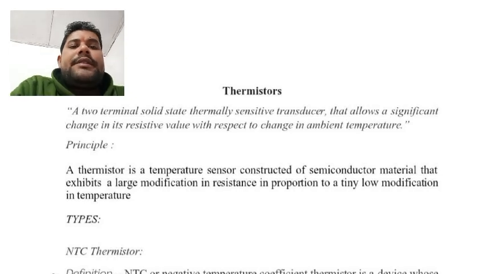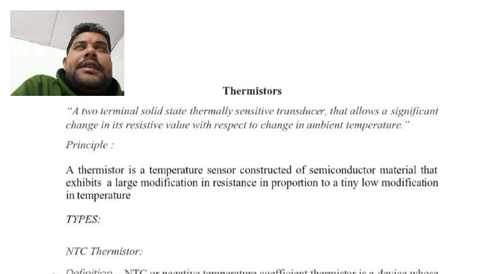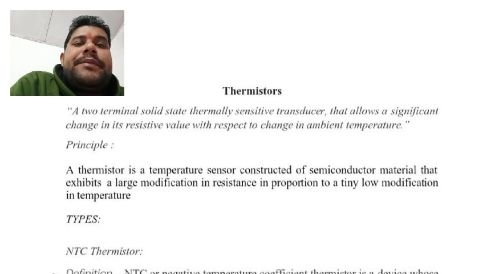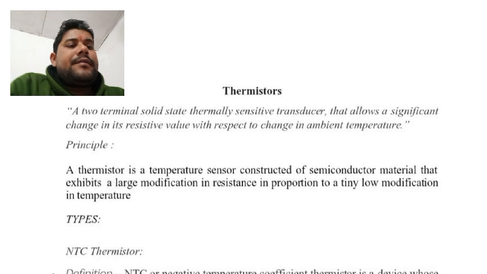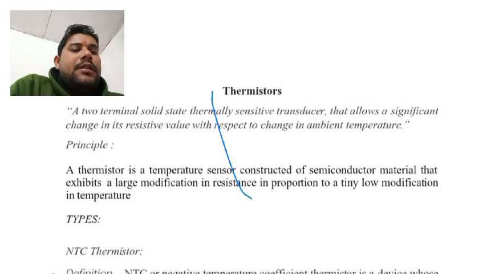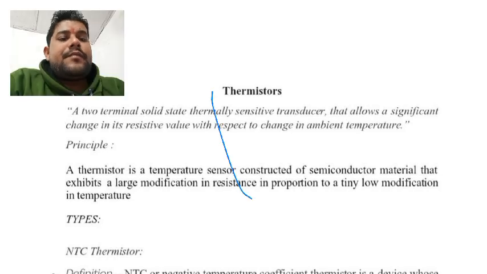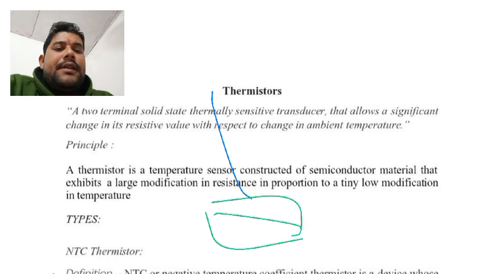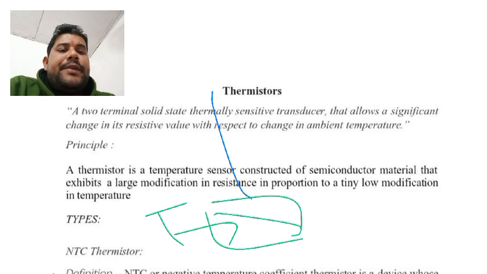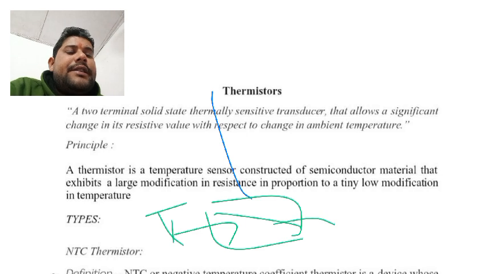Thermistor is a device which detects the temperature, and its resistance changes according to the temperature. For example, this is the thermistor. Thermistor input is temperature, then its resistance is changed. Output is a change in resistance.